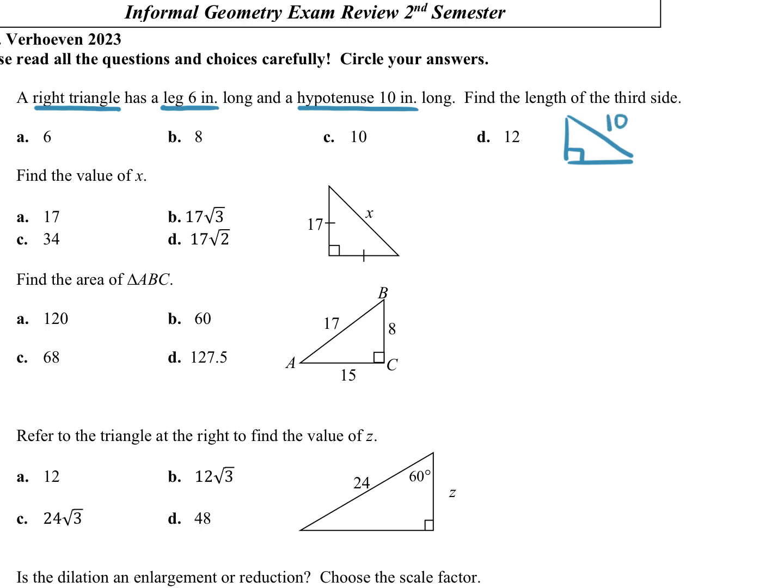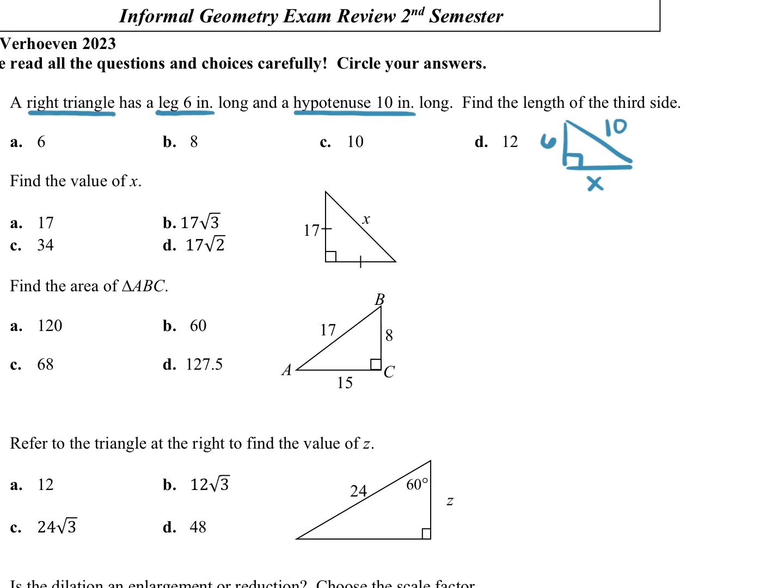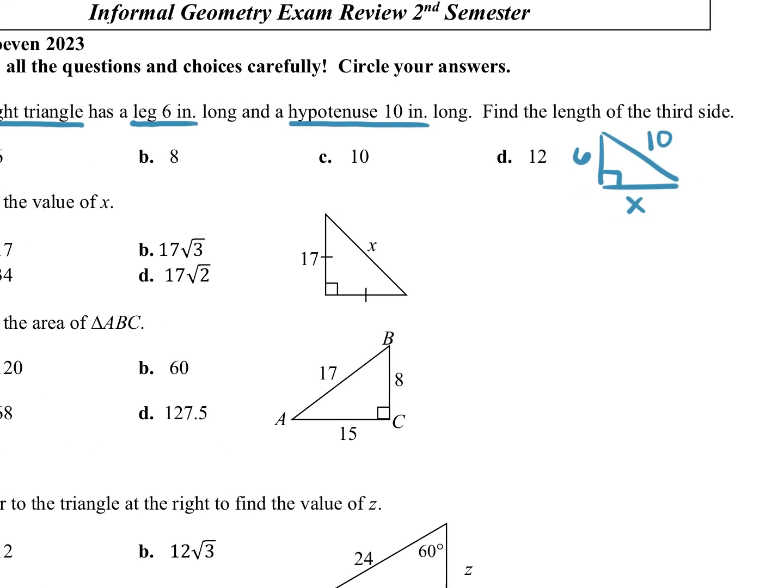Okay, so they're saying this is 10. And then it says it has a leg that is 6. We don't know which leg, but we'll just stick it right there. It says find the length of the third side. So you're finding this. How do you do that? 6 squared plus x squared equals 10 squared. Yeah, Pythagorean theorem. 6 squared plus x squared.